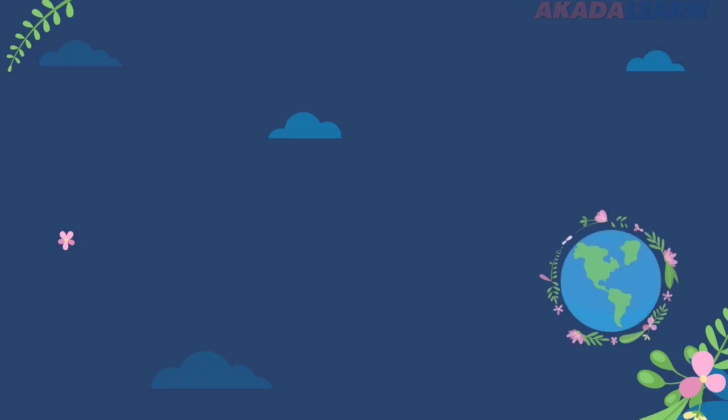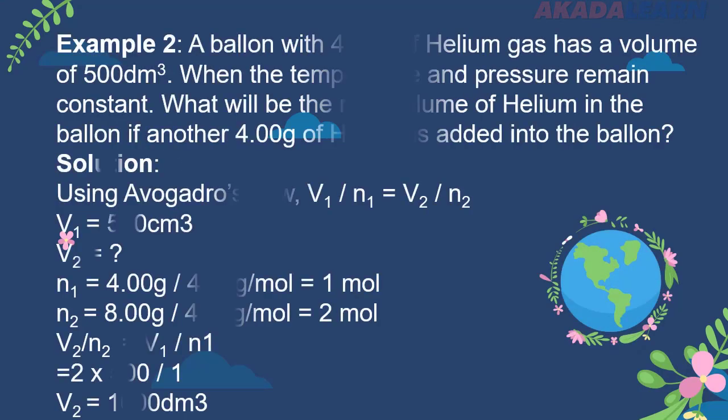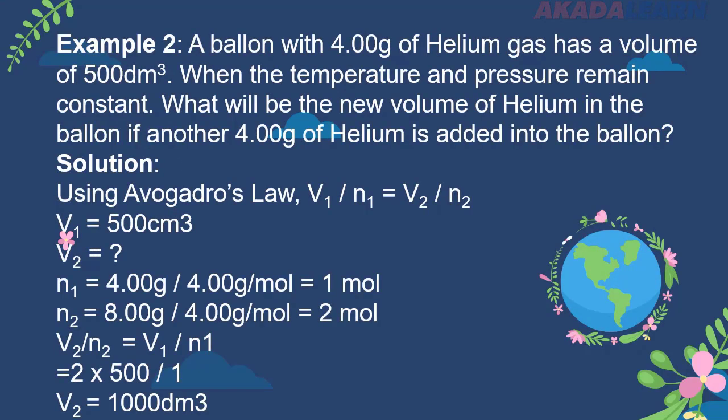Let's now take a look at a second example. A balloon with 4.00 grams of helium gas has a volume of 500 dm cubed. When the temperature and pressure remain constant, what will be the new volume of helium in the balloon if another 4.00 grams of helium is added into the balloon? Let's now take a look at the solution to this question.